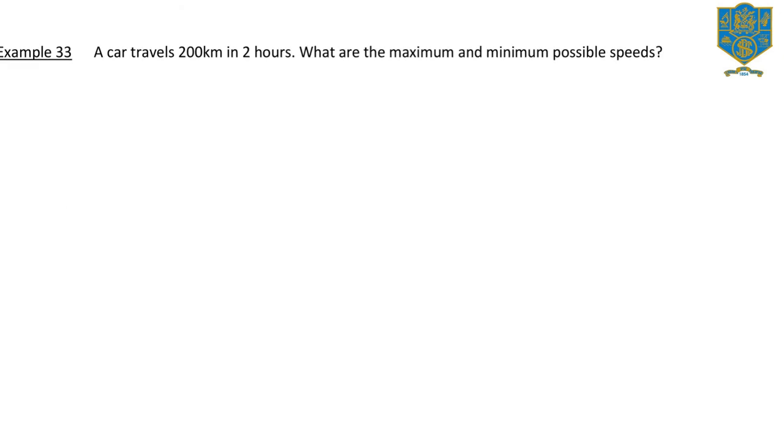Example 33. A car travels 200 kilometres in 2 hours. What are the maximum and minimum possible speeds? So what we have is that speed equals distance divided by time. So we're going to have to divide the distance by the time. Now, 200 kilometres, if we're thinking that it is a value that's been rounded, the smallest possible value that would round up to 200 is 150 kilometres, and the largest possible value would be 250. Similarly with 2 hours, if we're rounding to the nearest hour, the lower bound would be 1.5 hours and the upper bound would be 2.5 hours.